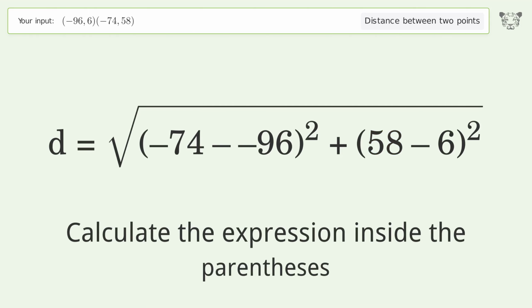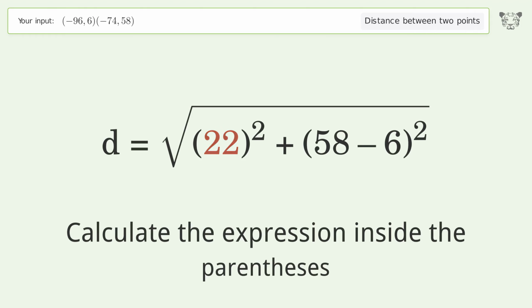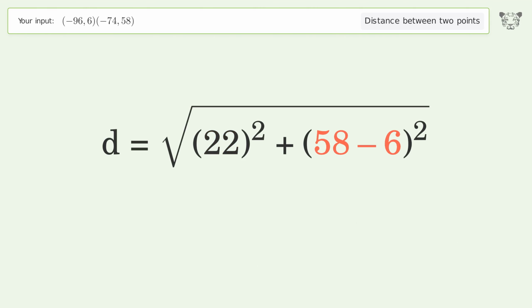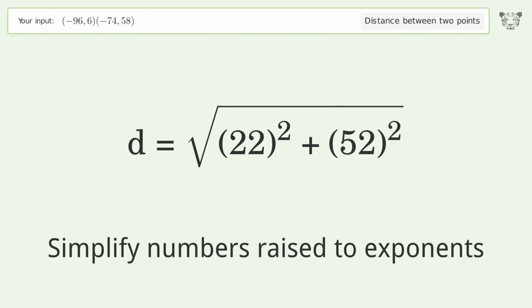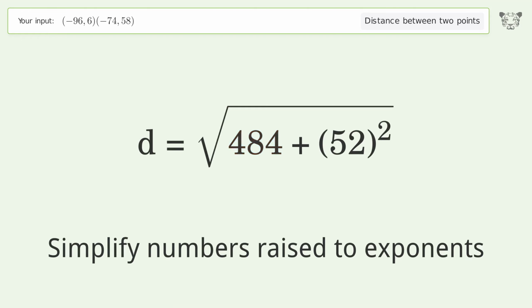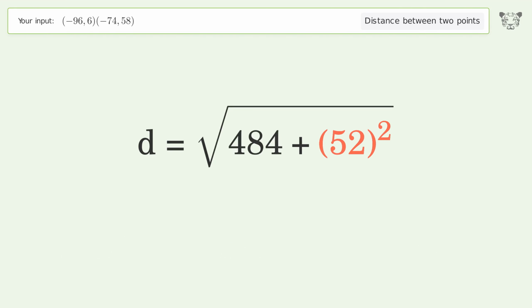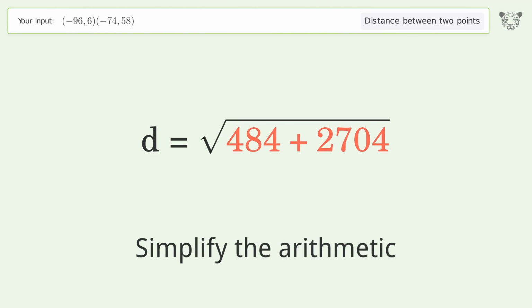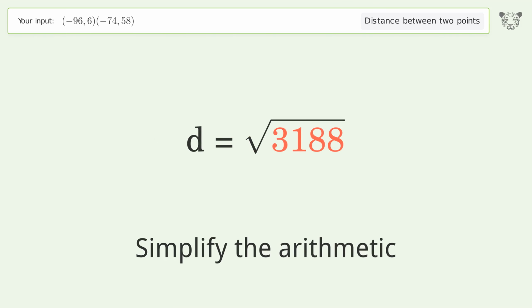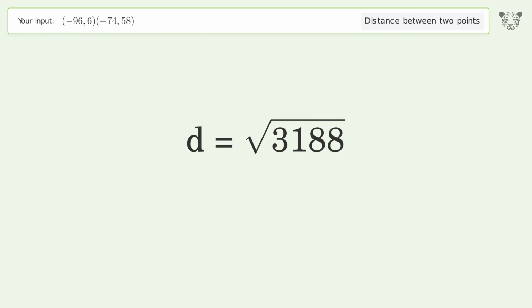Calculate the expression inside the parentheses. Simplify numbers raised to exponents. Simplify the arithmetic. And so the distance between the 2 points is the square root of 3,188, or 56.462.